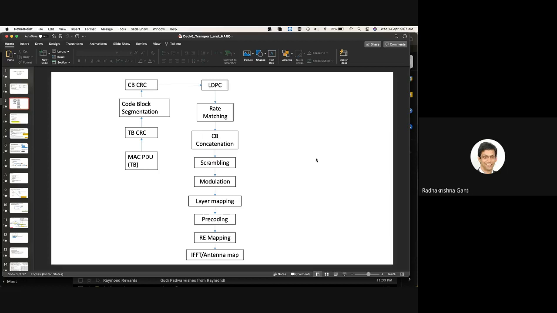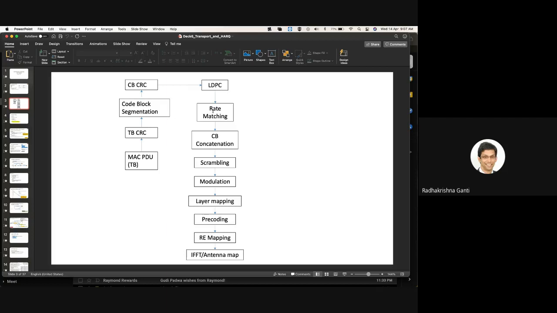Okay. So this is a very, very high level block diagram of the transmitter. We have the MAC PDU, which is a transport block that is sent to the physical layer. This is the physical layer. The first thing that happens is the transport block CRC. CRC is added to that. We'll come to the details of this. Then things are segmented. The transport block, after you add the CRC, is broken into small pieces. Again, CRC is added, and for each of these small pieces, you do LDPC.